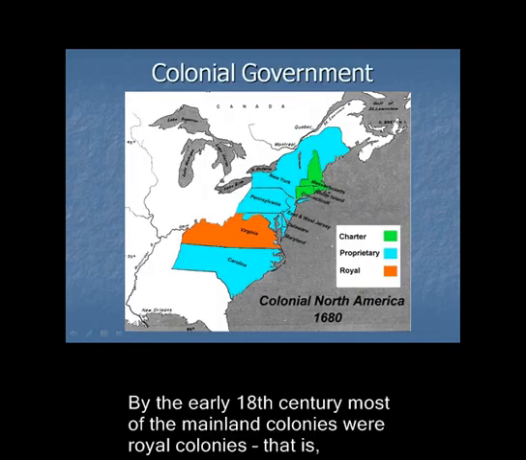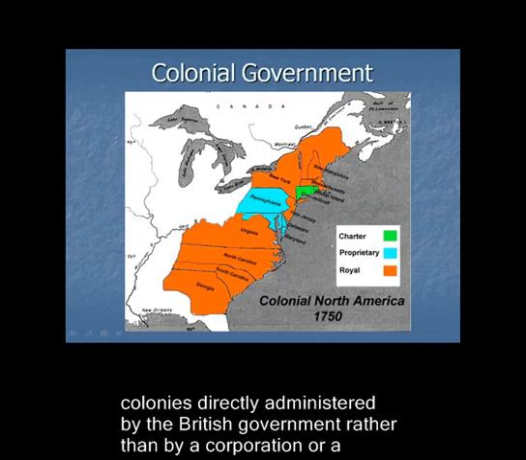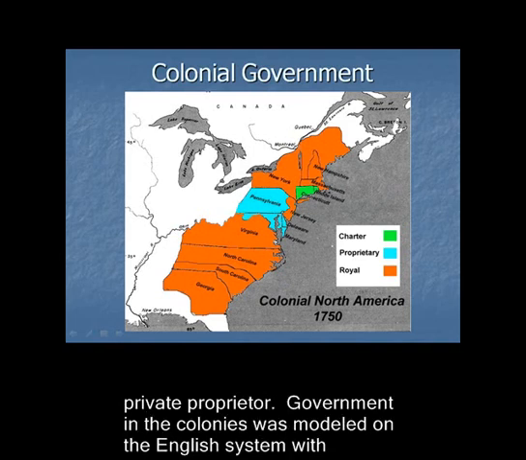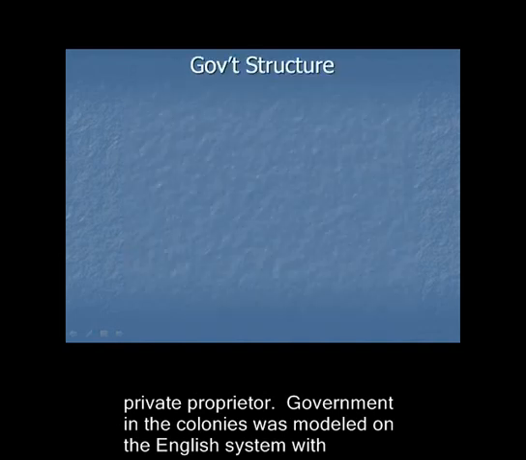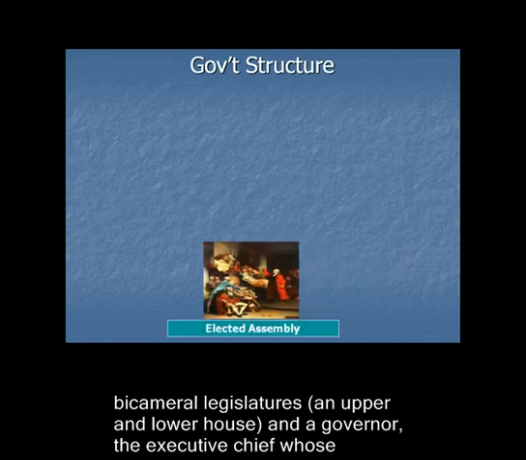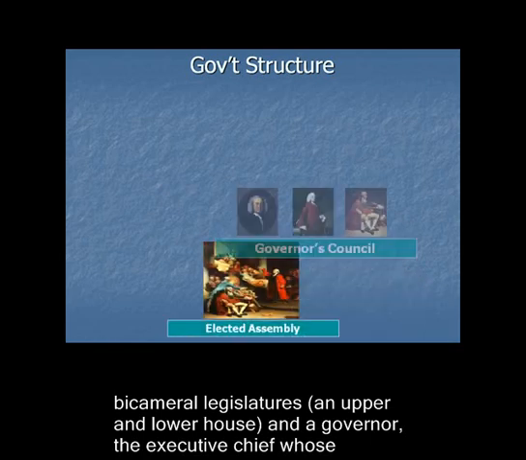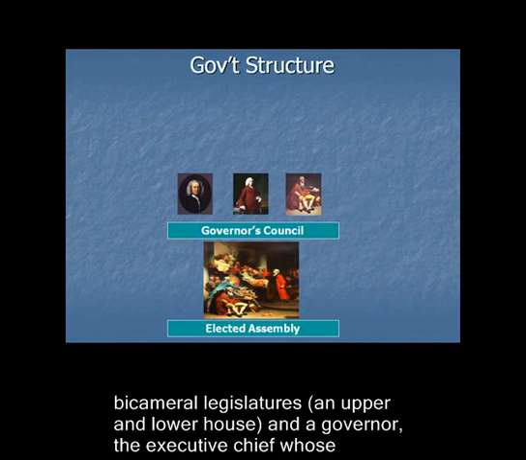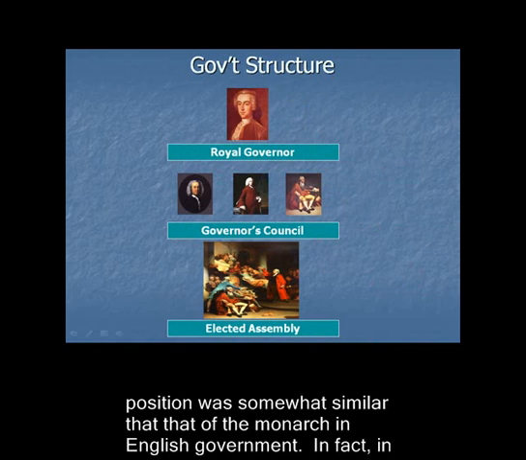By the early 18th century, most of the mainland colonies were royal colonies, that is, colonies directly administered by the British government rather than by a corporation or a private proprietor. Government in the colonies was modeled on the English system, with bicameral legislatures, a lower elected assembly, and an upper house, typically appointed by the governor.